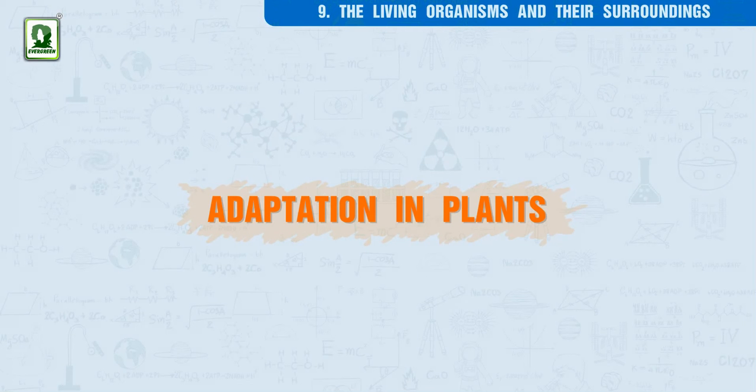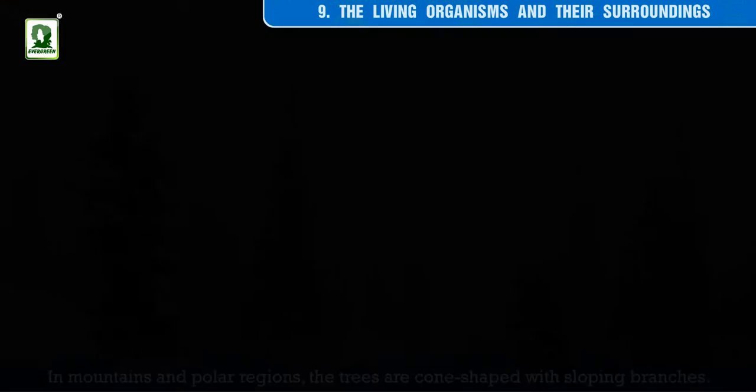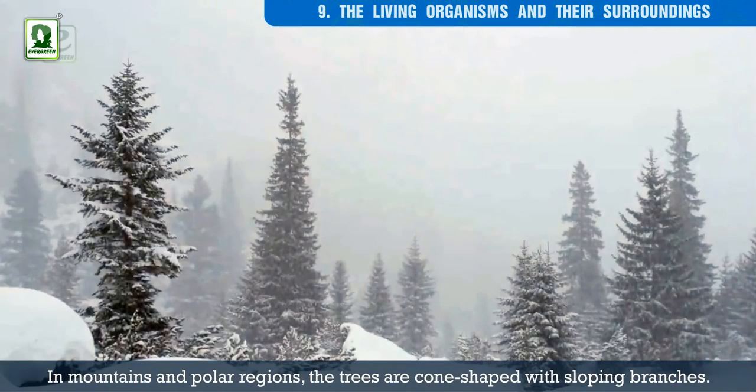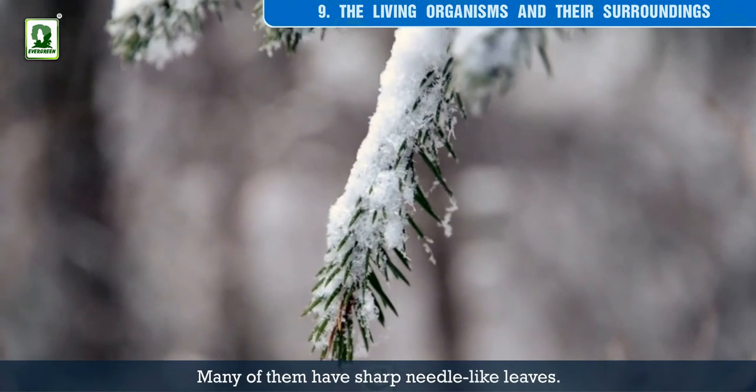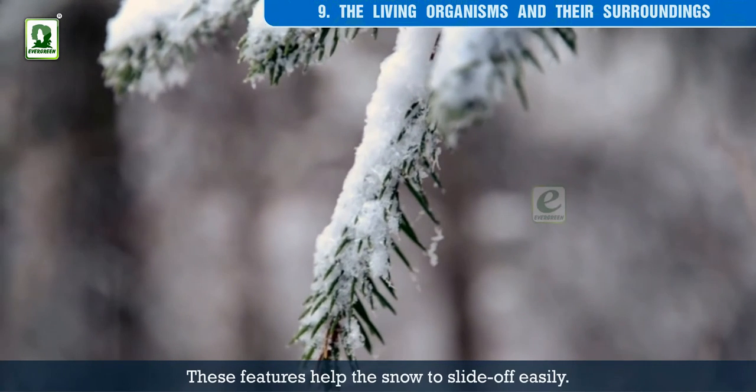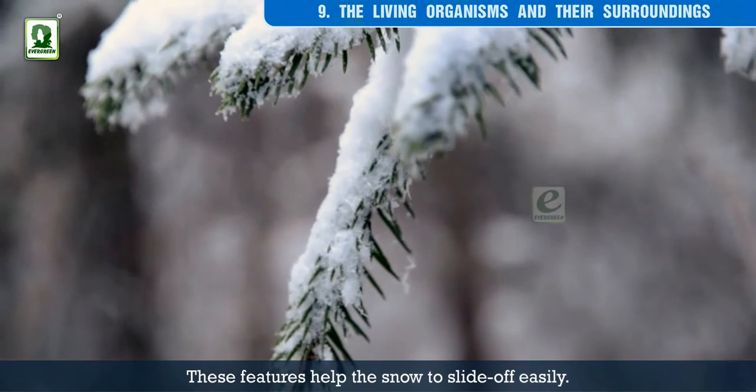Adaptations in plants. In mountains and polar regions, the trees are cone-shaped, with sloping branches. Many of them have sharp needle-like leaves. These features help the snow to slide off easily.